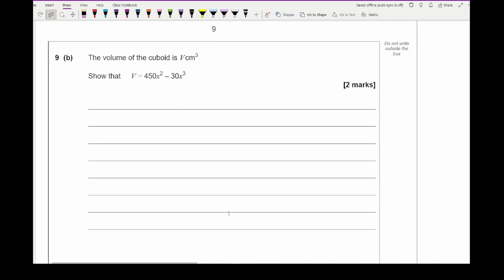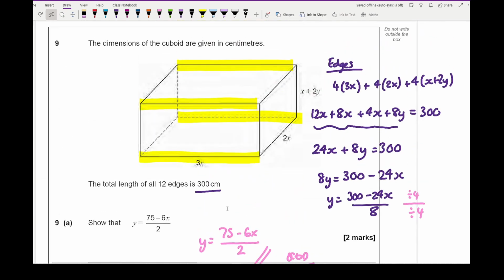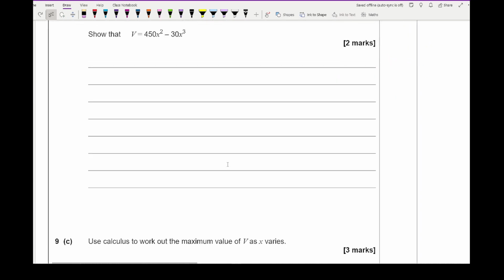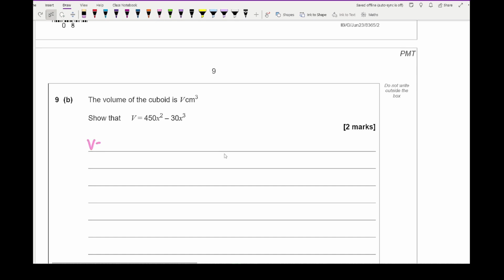Then moving on to question 9b, it says the volume of the cuboid is v cubic centimetres. Show that v equals 450x squared minus 30x cubed. Now to work out the volume, what I need to do is multiply the 3 dimensions together. So v is going to equal 3x multiplied by 2x multiplied by x plus 2y. If I first of all multiply these two things together, I'm going to end up with 6x squared, and I need to multiply that by x plus 2y.